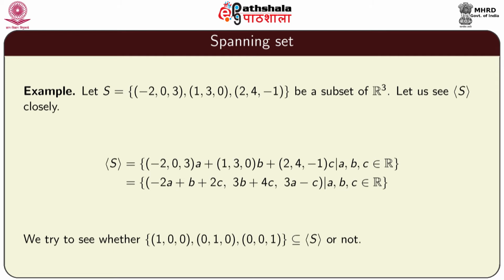Let us understand the spanning set and the span through an example. Consider the vector space R3 over the field of real numbers and the set S, which consists of these three vectors, namely (-2, 0, 3), (1, 3, 0) and (2, 4, -1). Let us first see what span of S is. So, span of S is nothing but the collection of all possible linear combinations of vectors in S. That means it is the collection of all vectors of the form (-2, 0, 3)·a plus (1, 3, 0)·b plus (2, 4, -1)·c, where a, b, c are elements from the field of real numbers R.